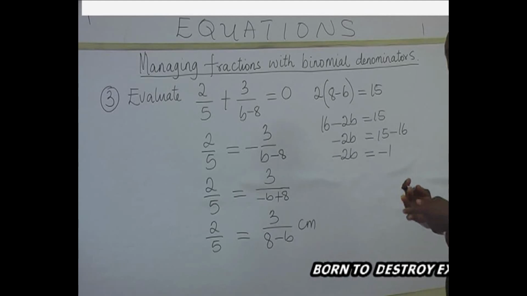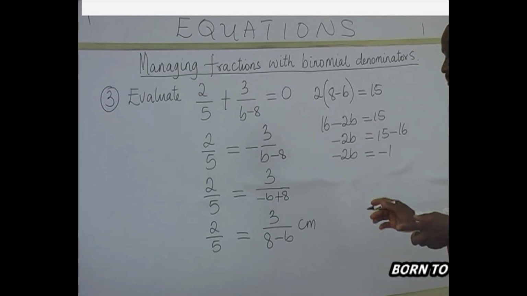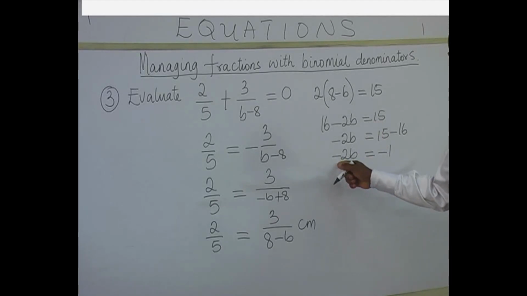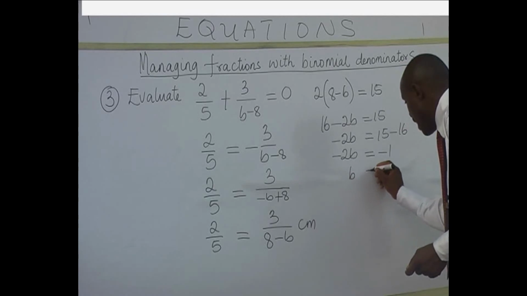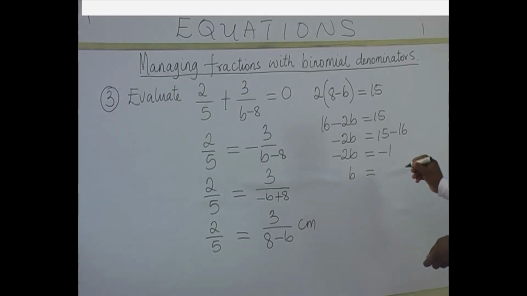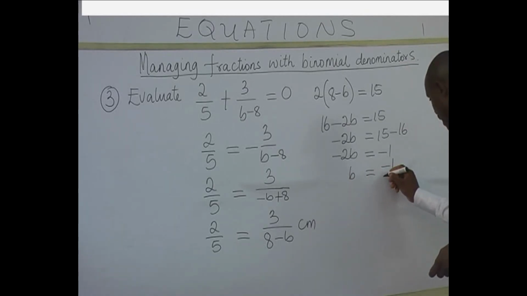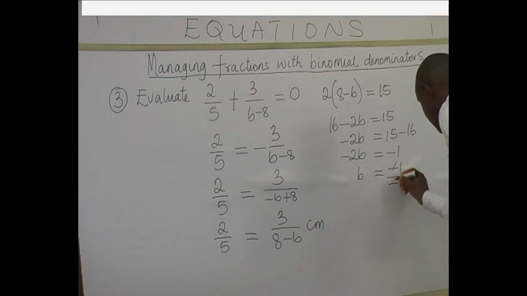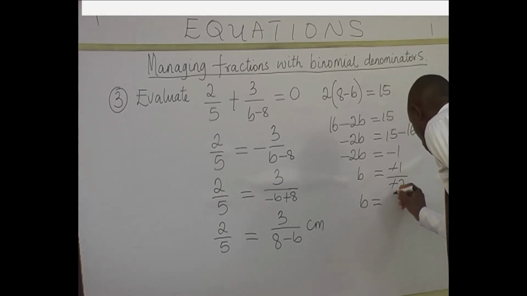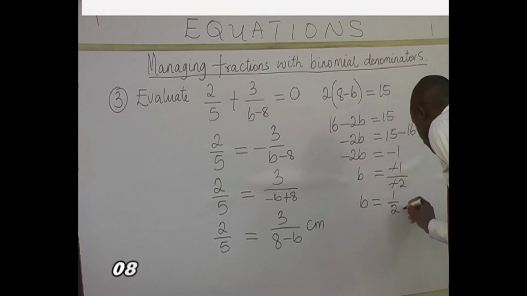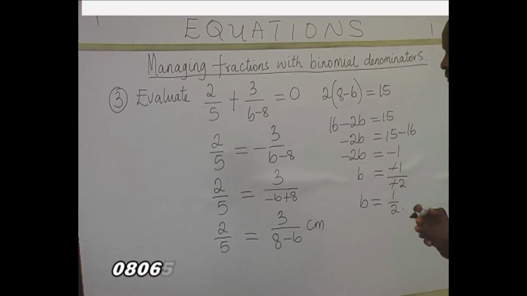Now you are going to divide both sides of the equation by minus 2 so as to eliminate minus 2 from the left hand side of the equation. When you do so, you are going to have only b left in the left hand side of the equation, and it's going to be equal to minus 1 divided by minus 2. Minus cancels minus, and you'll be left with b is equal to 1 all over 2, or what you can call half.